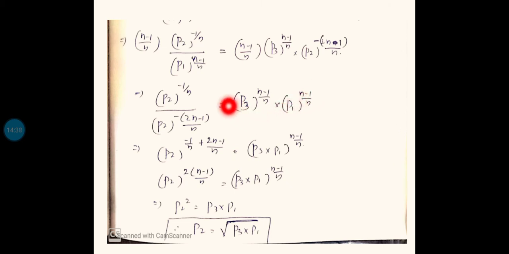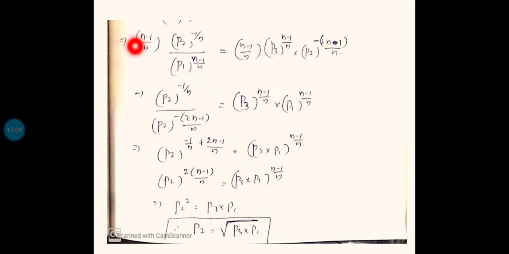Now what I will do is take the p2 terms to one side and the p1 and p3 terms to the other side. So you can see here p2 raised to minus 1 by n was there, so it is there itself, p2 raised to minus 1 by n. From here, p2 raised to minus of 2n minus 1 by n was there, that I am taking to the left side as a denominator. So p2 raised to minus 1 by n divided by p2 raised to minus of 2n minus 1 by n, equal to p3 raised to n minus 1 by n is there. This term is also there, n minus 1 by n.